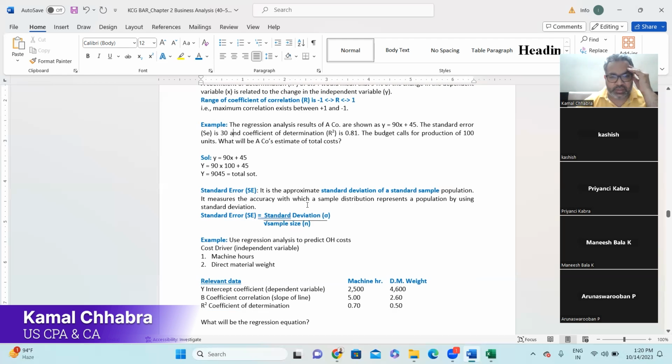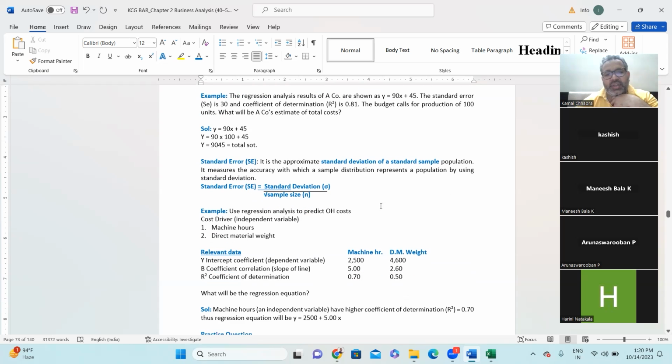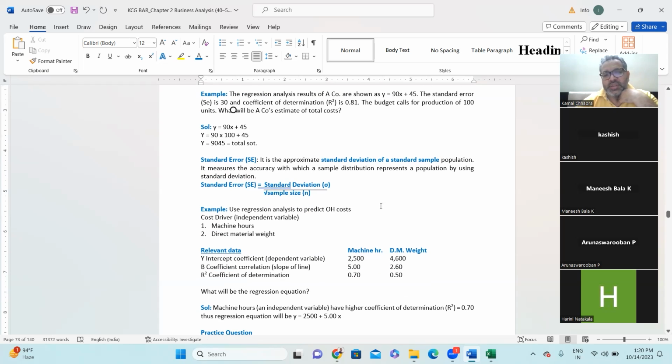Standard error, that is SE, is approximately the standard deviation of the sample population. It measures the accuracy with which the sample distribution represents the population by using the standard deviation. So it's a formula of standard deviation. Standard error is equal to the standard deviation divided by the square root of the sample size.